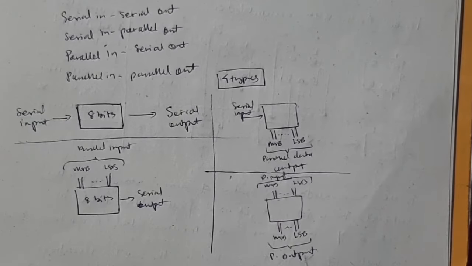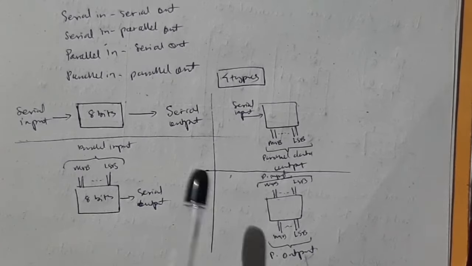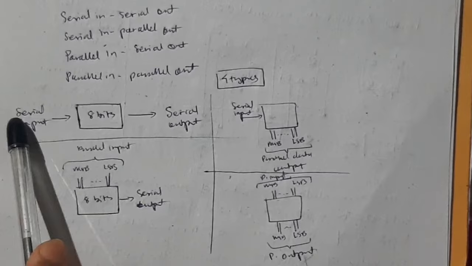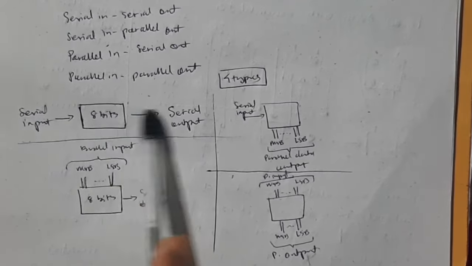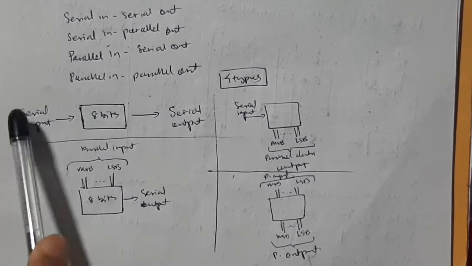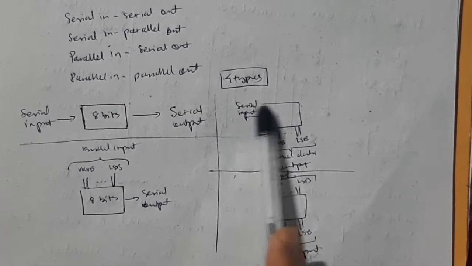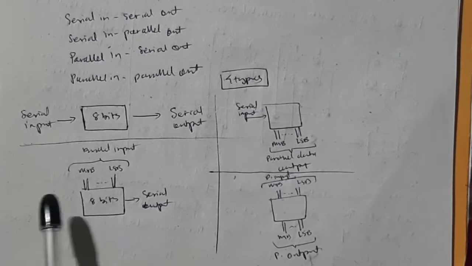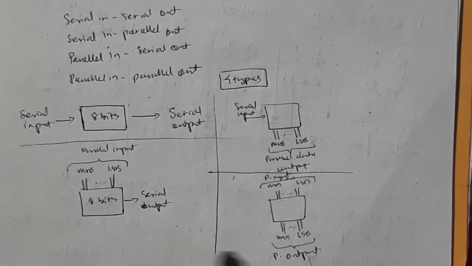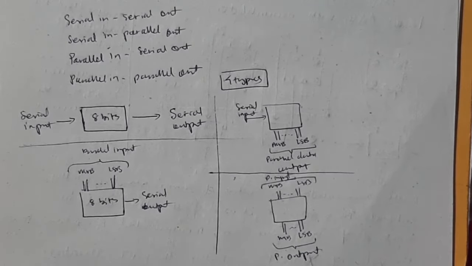Registers store information. So if we want to transfer the information, what we use is these 4 ways. Serial in, serial out means 1 by 1 bit will come, and 1 by 1 bit will go. Serial in, parallel out means 1 by 1, 8 bits will come, and at the same time 8 bits will be outputted. Like that only, parallel in, serial out, and parallel in, parallel out. These are the 4 ways of shift registers for transferring of data.